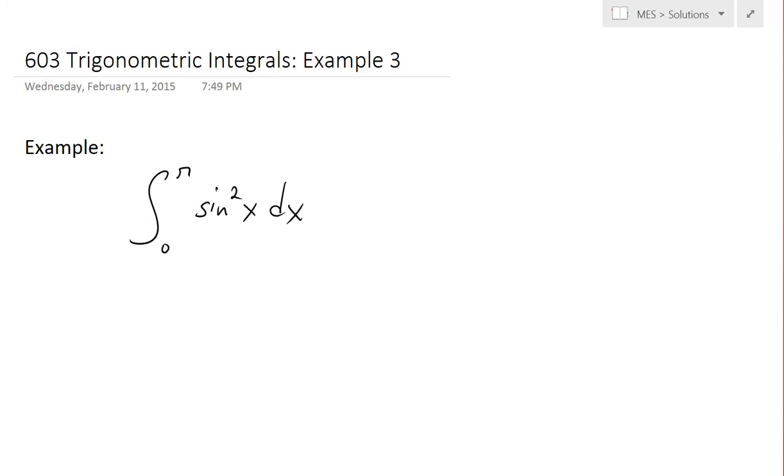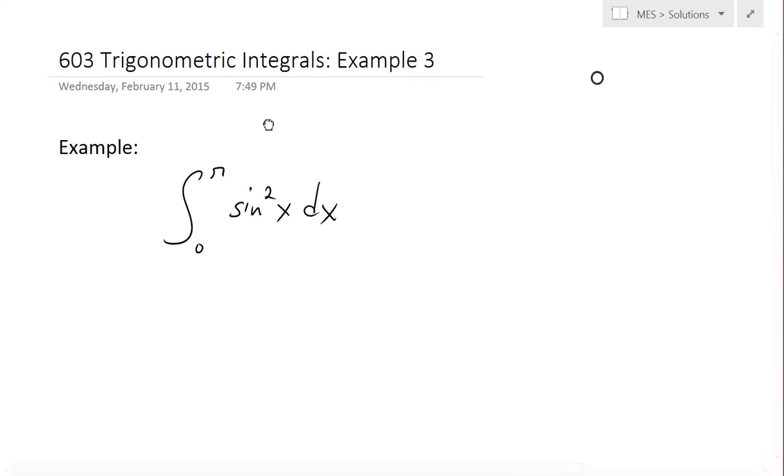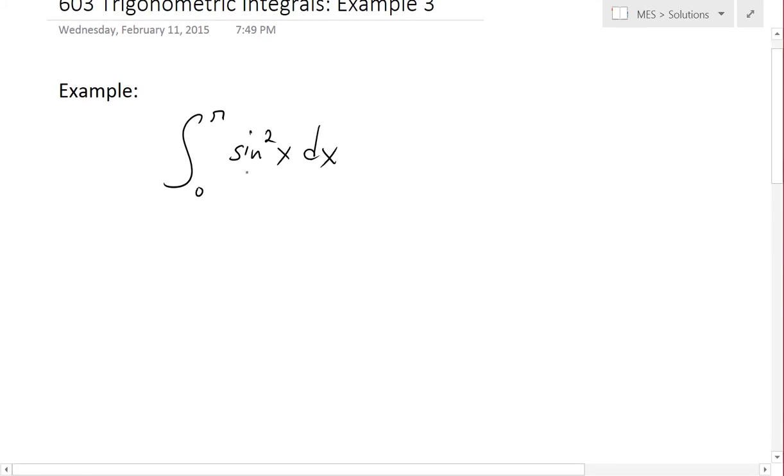Alright, it's time for another Math Easy solution here to discuss further trigonometric integrals and look at example 3 of the example series. This example states: find the integral from 0 to pi of sine squared x dx. When we look at this function, it's not that straightforward to find this integral.